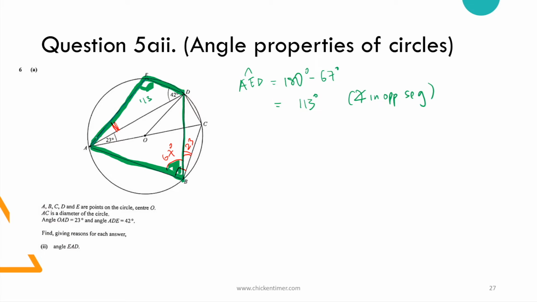Then we can consider this blue triangle here. Then EAD will be 180 minus 113. We know that angle, and then we know that other ones for it too. So it gives us 25, and this is because of the triangle, so it's angle sum of triangle.